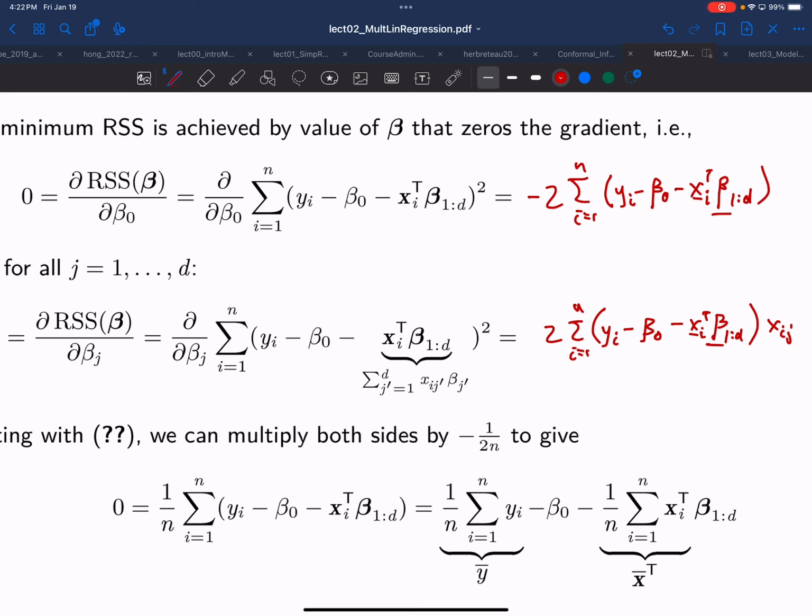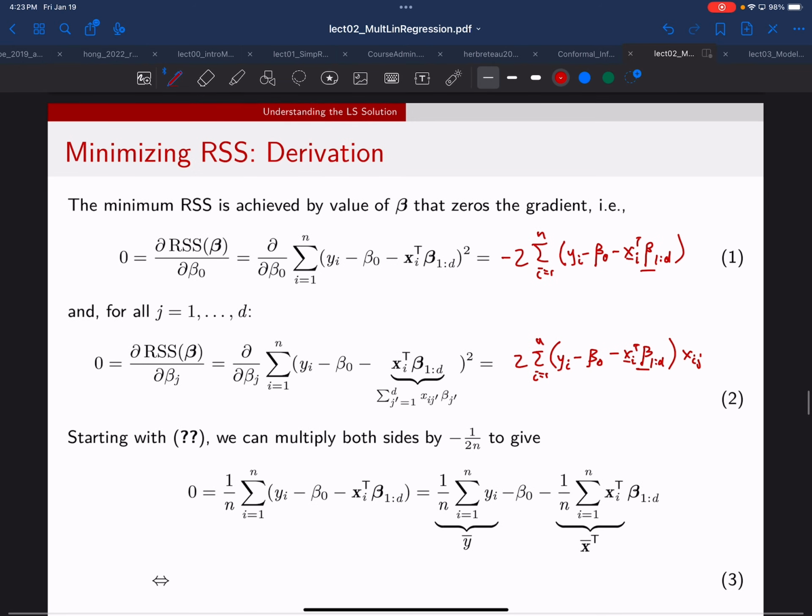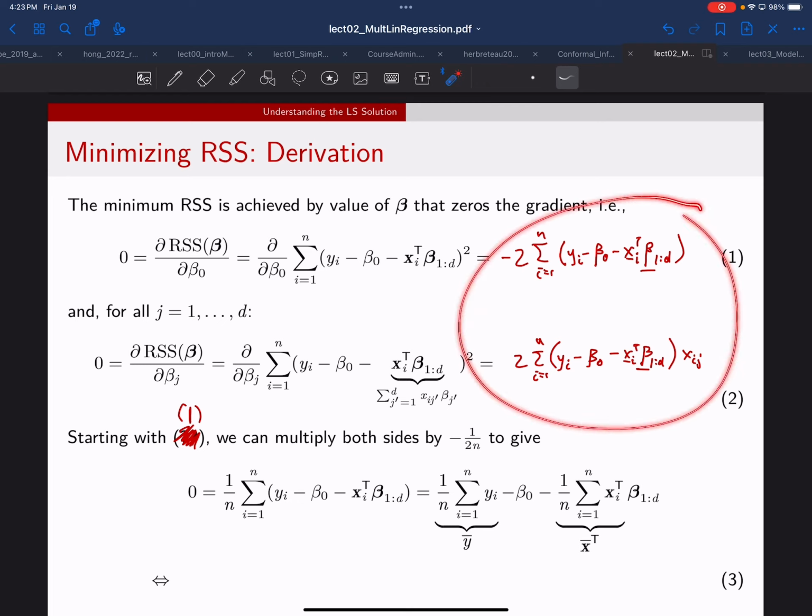So okay, that's what we have. Sorry, my apologies, this should be equation 1. So we have the partial derivatives done. Now we just need to do some simplification.